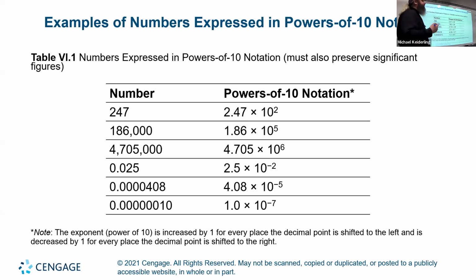We can also write smaller numbers. If we move the decimal place to the right, we decrease the power, going into the negatives. So here we go 1, 2 steps to the right. We get 2.5 times 10 to the minus 2. Here we go 1, 2, 3, 4, 5 steps to the right. We get 4.08 times 10 to the minus 5. And here we go 1, 2, 3, 4, 5, 6, 7 steps to the right. This is 1.0 times 10 to the minus 7.